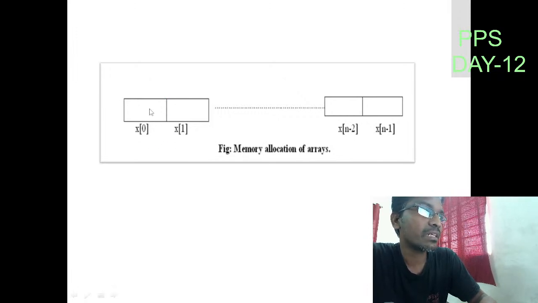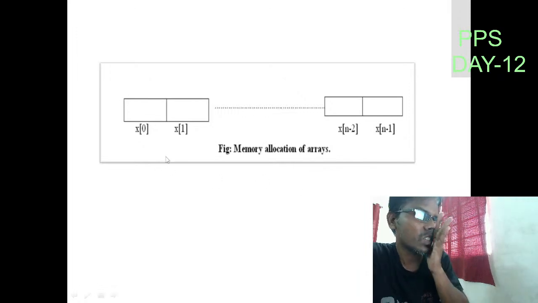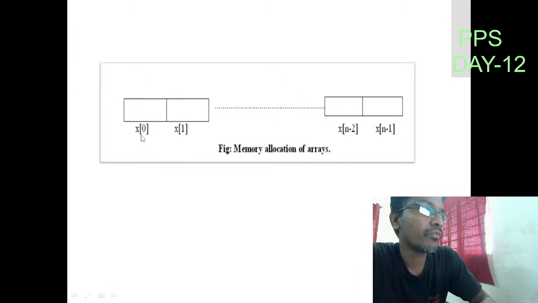So the first element is stored at index number 0 and the second element is stored at index number 1, and so on. The last element is stored at index number n minus 1. So this is the memory allocation of arrays. Here I'm going to use the array name x. All these 10 elements will have the same array name, that is x: x of 0, x of 1, x of 2, x of 3, and so on, x of n minus 1. So here x is the array name.